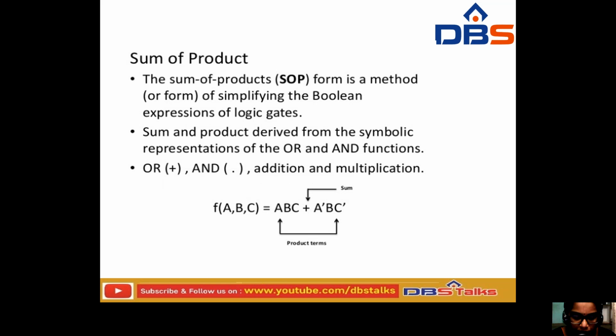See, this is something related to the sum of products. The sum of products is a form of method for simplifying the Boolean expressions of the logic gates. In the previous class, we have already discussed what Boolean expressions and logic gates are, and then how we are going to convert the logic gates by using the Boolean expression. Here in this concept, the sum of products is a form of how we are going to simplify the Boolean expressions by using the logic gates.